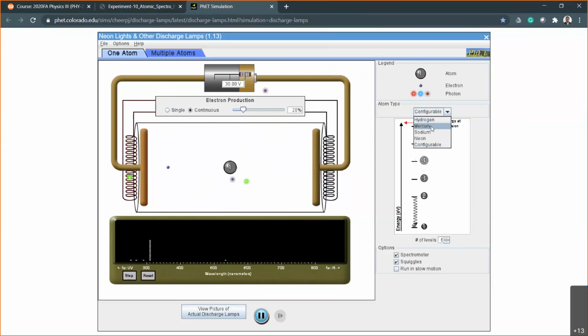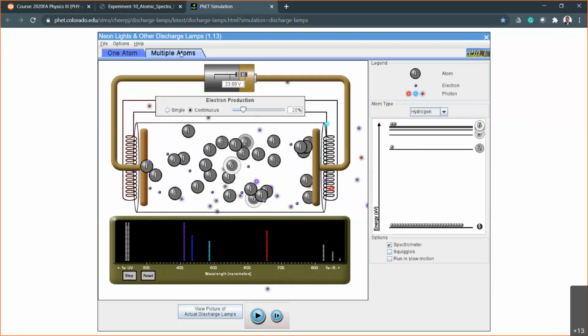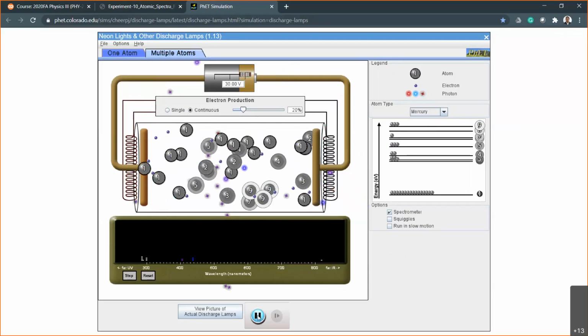Okay, so mercury, we'll run this in slow-mo mode again. Mercury might not produce many colors, but let's see how many colors it produces. The easy way to do it is to go to the multi-atom system and take a look at how many colors it is actually producing. Let's reset this one. Let's put the mercury here. Let's check how many colors it's making.